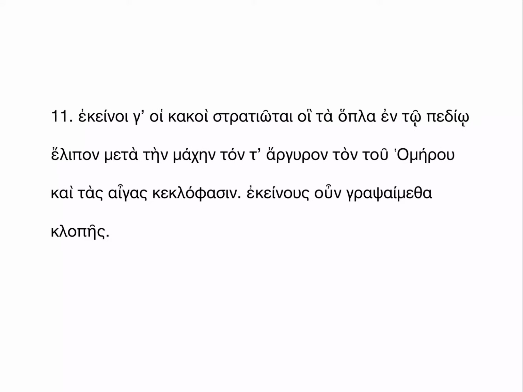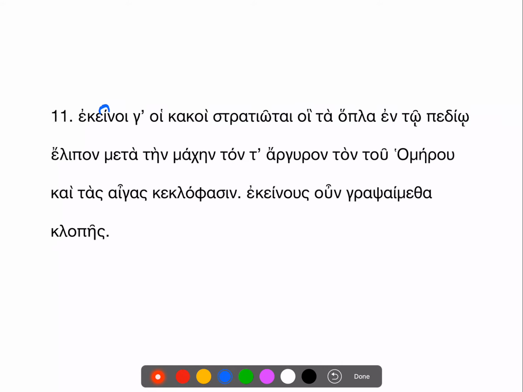11, another long one. Ekeinoi, that's accented wrong. That should be a circumflex. All right. Ekeinoi hoi kakoi stratiotai, hoi ta hopla en toi pedioi elipon meta ten machen ton argyron ton tou Homerou, kai tas aigas keklophasin. Ekeinous graPsometha klopes. All right, so, wow. That is the subject. Those bad soldiers. Good.